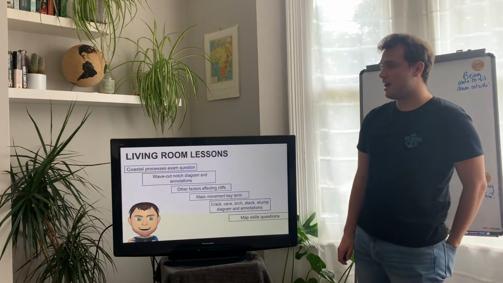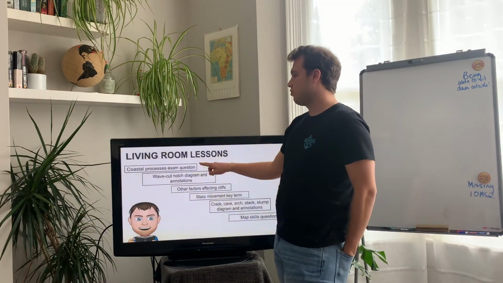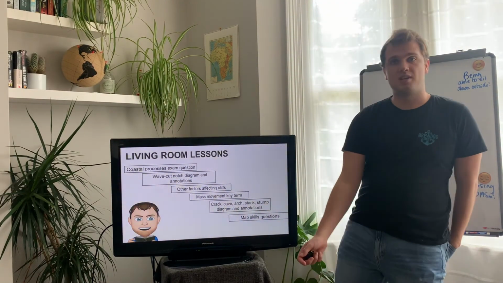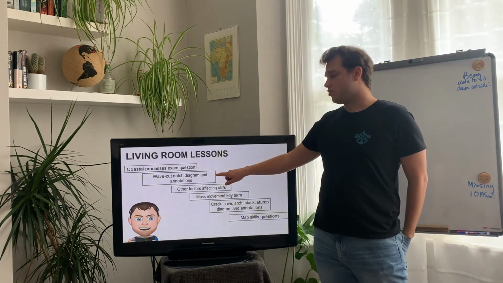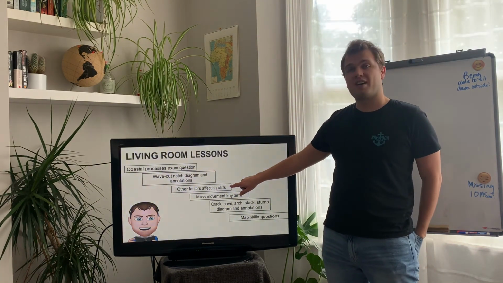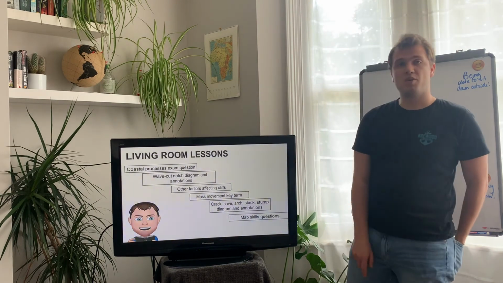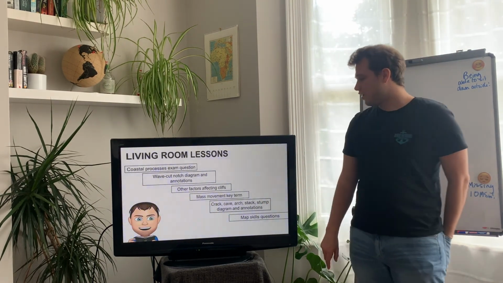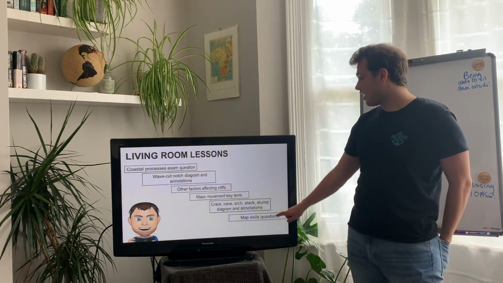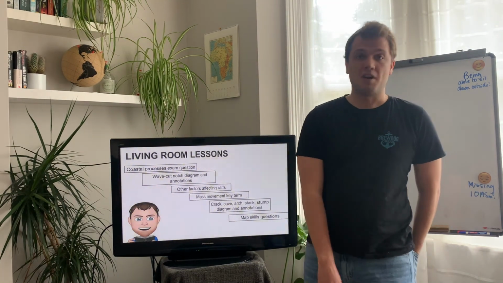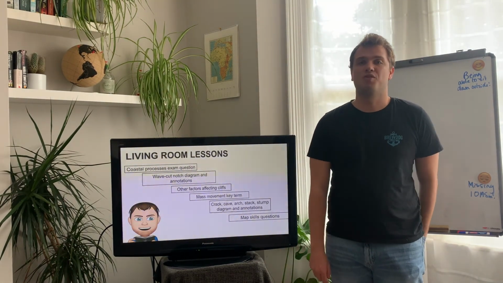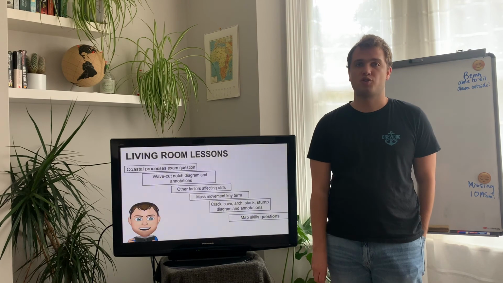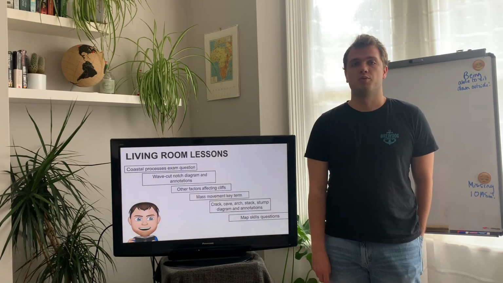Okay, so what you should have in your books today: coastal processes exam questions, so that exam question we did at the beginning to recap. Wave-cut notch diagram with annotations, the other factors that affect cliffs, the mass movement key term and questions, cave, arch, stack, stump diagram and annotations, and then our map skills questions. So we've covered quite a lot today. Hopefully you've all understood lots of that. If not, do make sure to email your teachers, and I will see you very soon.